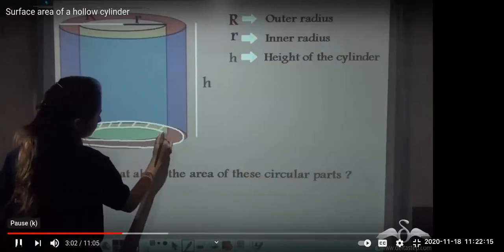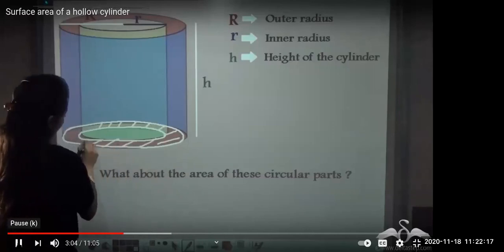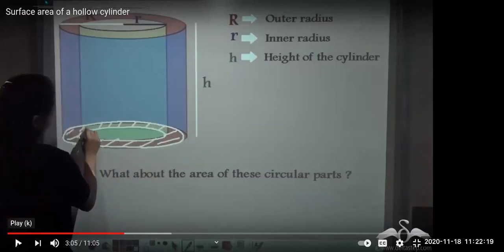This shaded part. Now she has told you that there is an inner curved surface and an outer curved surface. Apart from these two areas, that is, this light blue color is the inner curved surface and the purple color is the outer curved surface. Apart from these two surfaces, there is one surface on the top and one surface at the bottom.